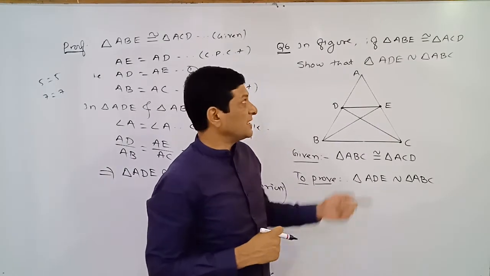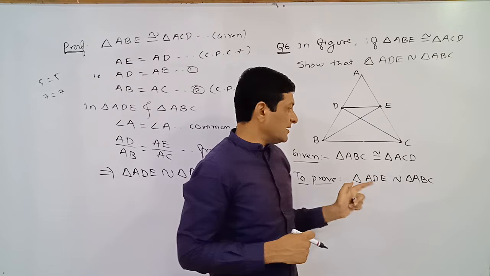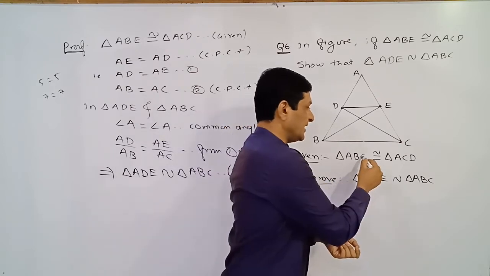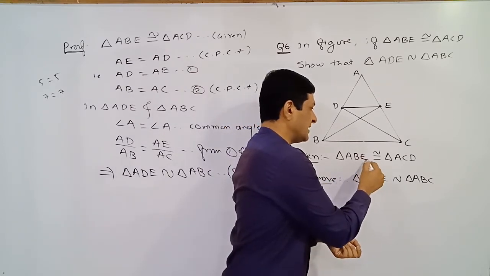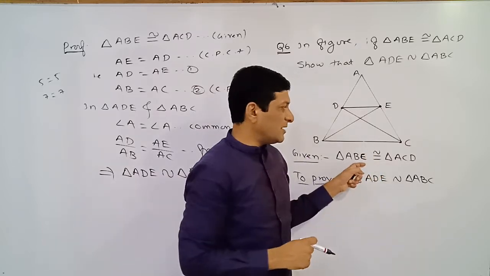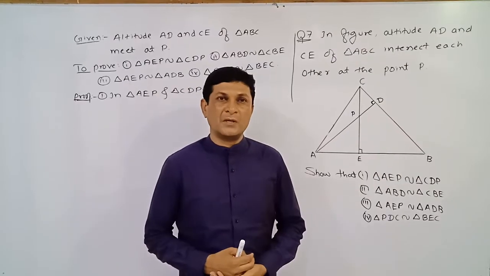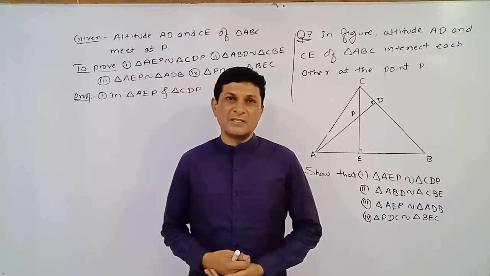Observe this given condition: ABE is there. By mistake here we have written ABC, so here ABE is there. So triangle AB is congruent to triangle A. Now we are solving question number 7.